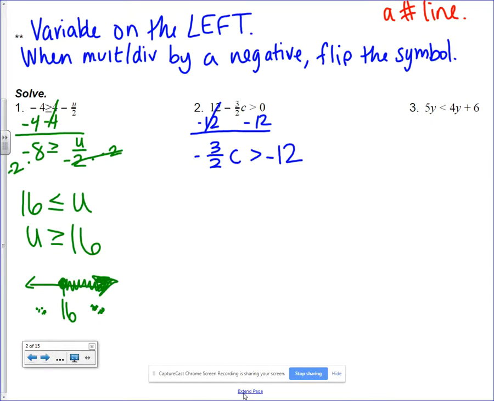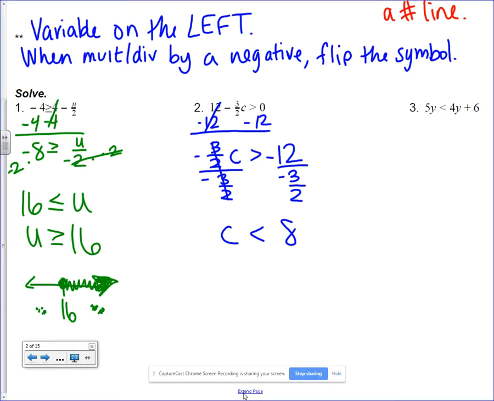Now how am I going to isolate that C? By negative what? Perfect. And did everybody hear him say divide by a negative? So that means that symbol needs to be pointed the other way now. And here's where you grab your calculator and tell me what negative 12 divided by negative 3 over 2 is. It should be positive 8 because a negative divided by a negative.